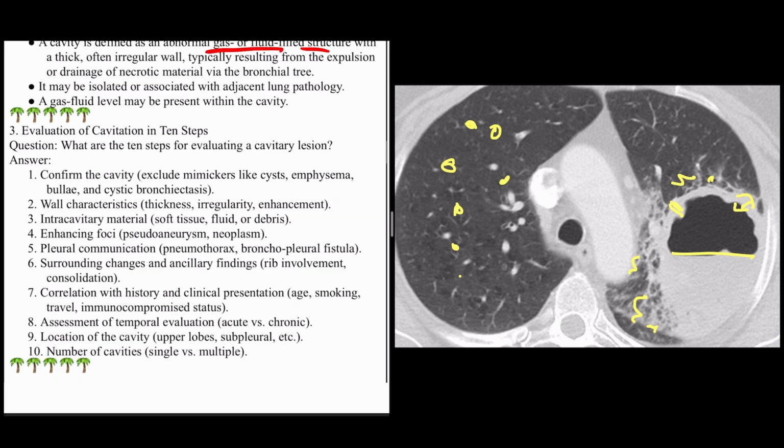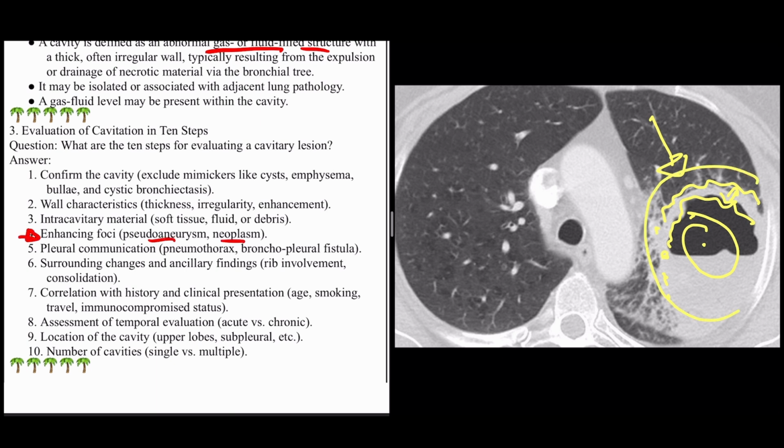So what are the 10 steps for evaluating a cavitary lesion? First, you have to confirm that there is indeed a cavity, excluding other mimickers like cysts, emphysema, bullae, and cystic bronchiectasis. Then assess the wall characteristics: its thickness, irregularity, either internal irregularity or external indentations, and any enhancement within the wall. Look for any intracavitary material, either soft tissue, fluid, or debris. Look also for an enhancing focus within the wall, which could represent a pseudo-aneurysm or neoplasm.